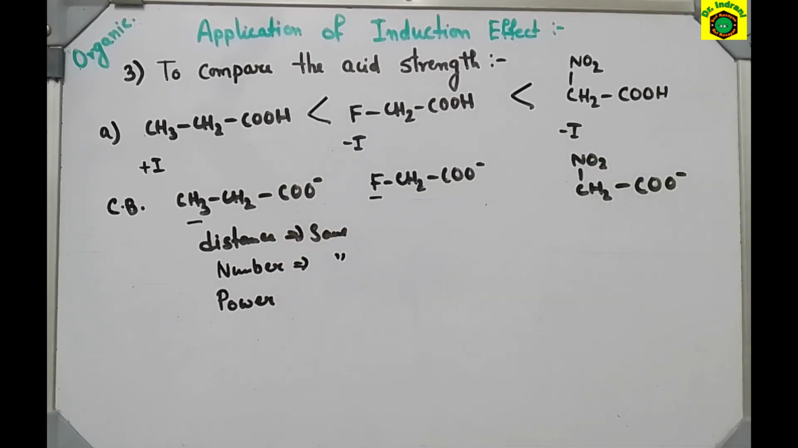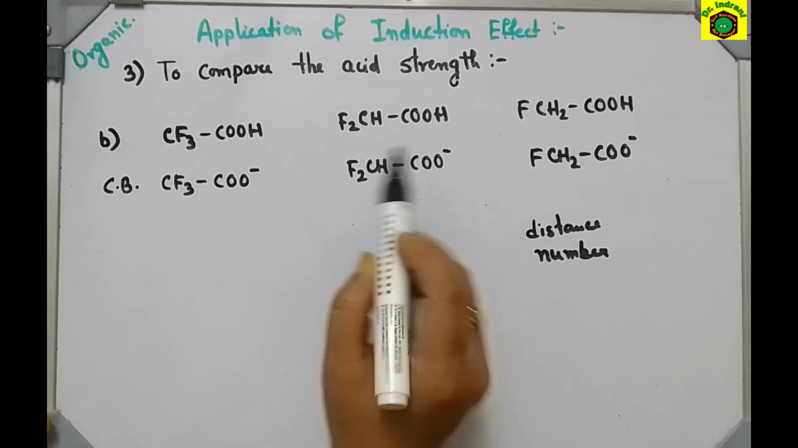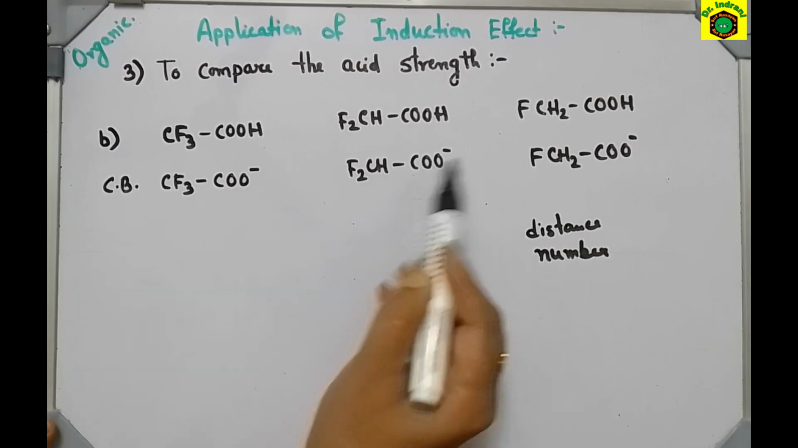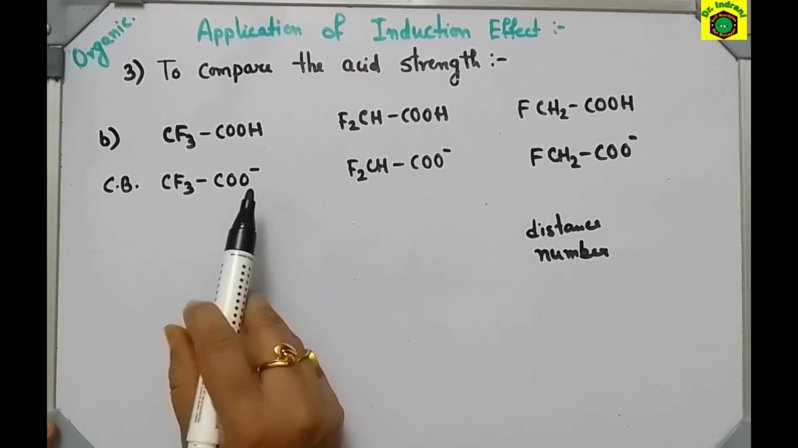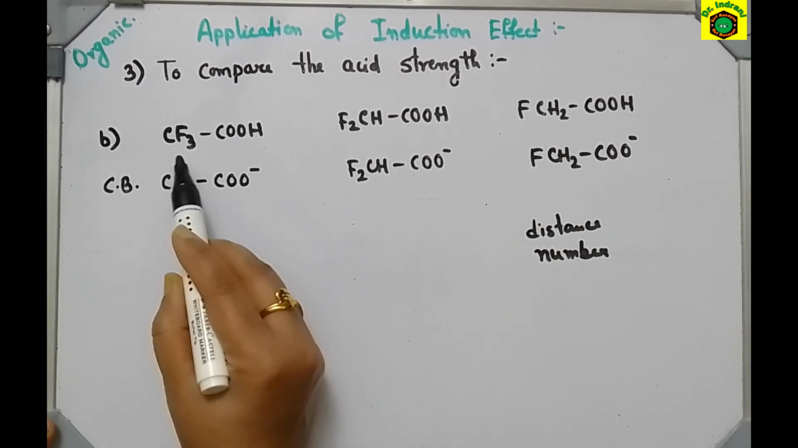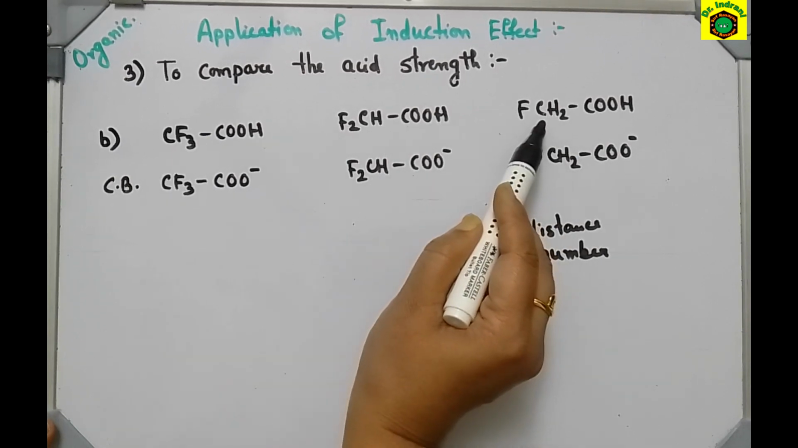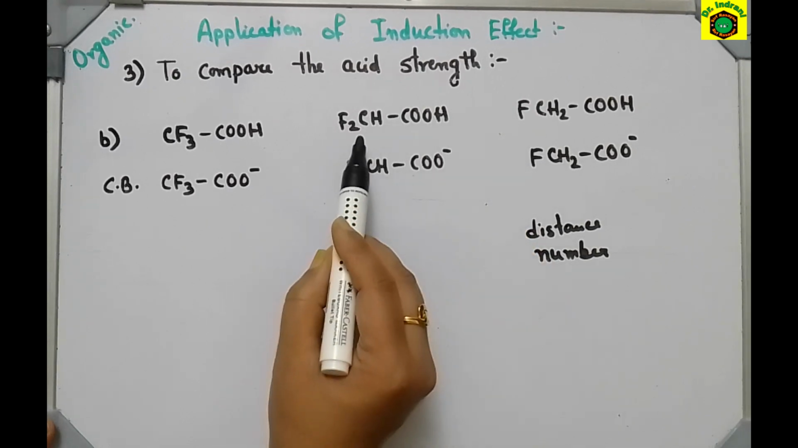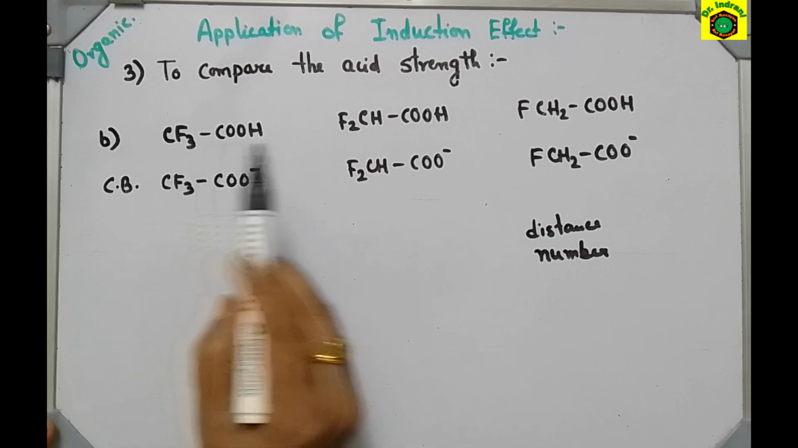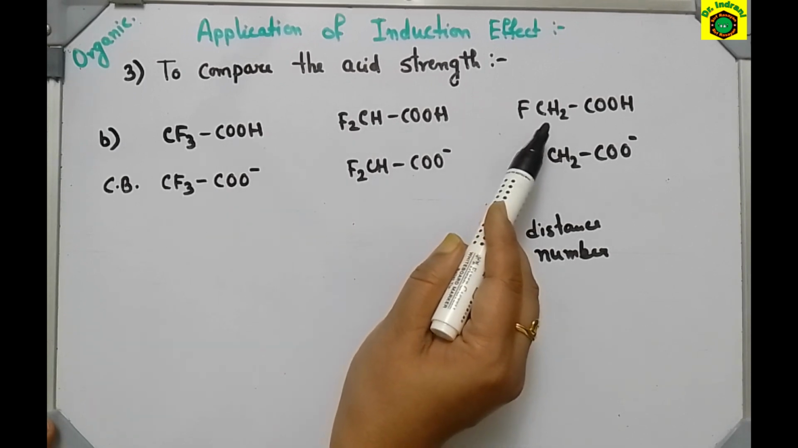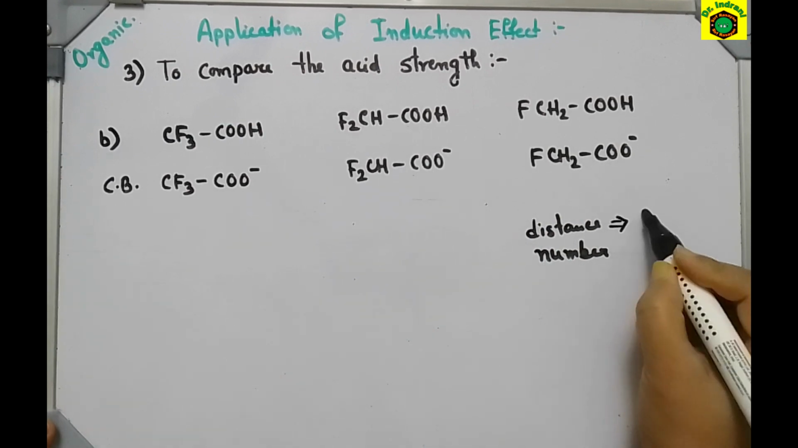This is the increasing order. Now compare the acid strength of these three acids. First what you have to do, you have to write the conjugate bases, meaning you have to remove H plus. You are getting the conjugate base. Now see, distance, everywhere what is happening? Here in acetic acid, 1 hydrogen is replaced by fluorine. Here 2 hydrogens are replaced by 2 fluorines. Here 3 hydrogens are replaced by 3 fluorines. So distance wise, the distance is the same from this anion everywhere.